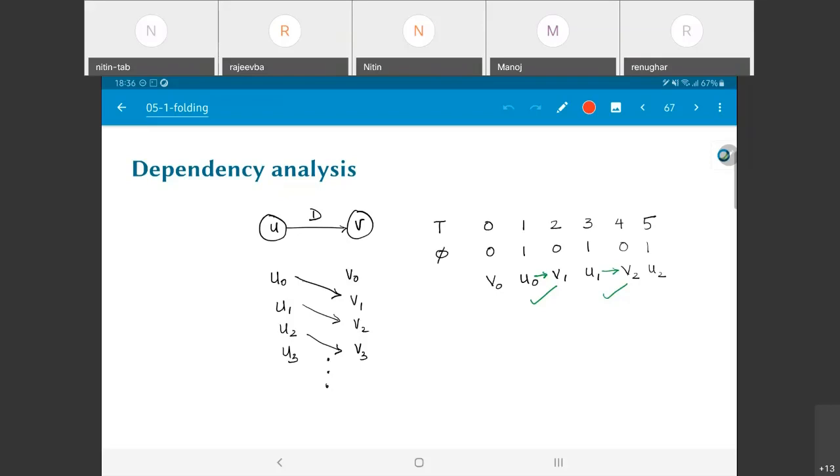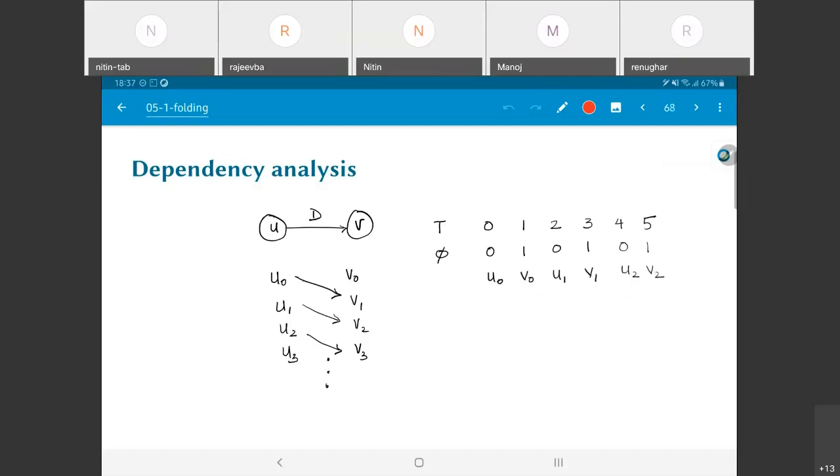I go further down in time, I basically find that, okay, u1 happens at capital T equal to 3. That has no dependence on v1. Okay? In fact, if you look at u1 in the original data flow graph, it's a source, so there are no input dependencies on it. But u1 output is used by v2, which is scheduled in time instant 4. Okay? So everything is actually working out quite well. I have a perfect balance between the time that an operation is scheduled and when its inputs are ready.